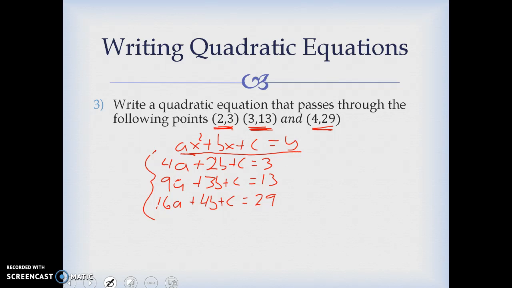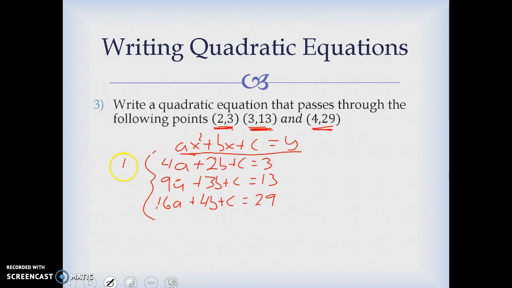If we use substitution, it wouldn't be really too bad to eliminate the c values. And so we could eliminate the c values twice to make it an equation with 2 variables, and then eliminate either the a or the b, or we could use matrices. I'm going to go ahead and use substitution here.